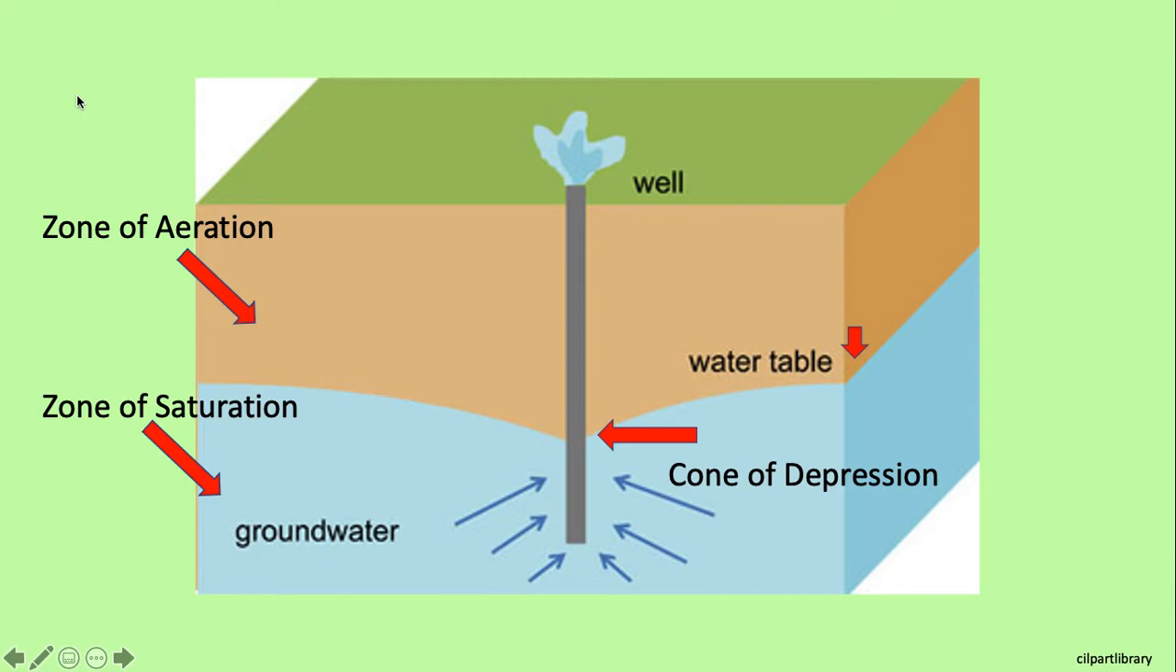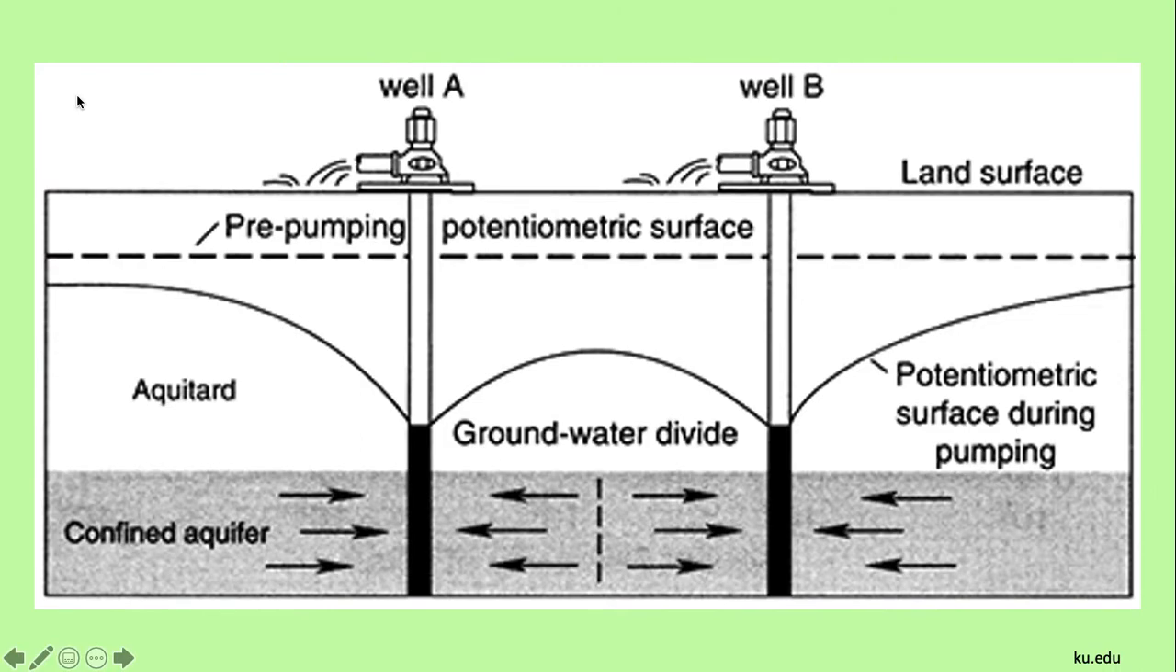I already kind of talked about this. You'll have to fill this in on your own at some point, so you need to memorize this stuff. So here is 2 wells in the same diagram, and they're both drawing down the water table, so it's lowering.